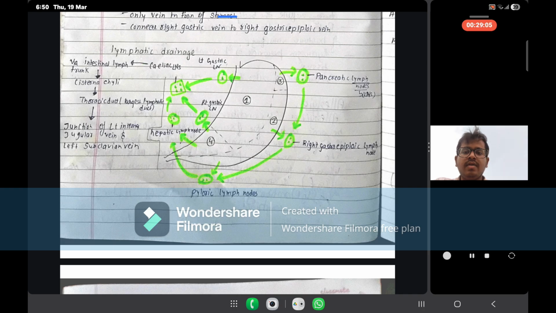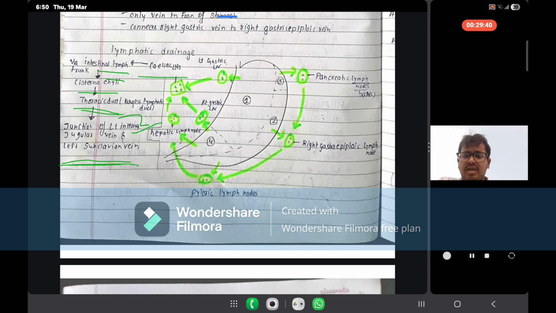Yes, this is the celiac lymph node, and the celiac lymph node drains via the intestinal lymph trunk into the cisterna chyli. Then it goes to the thoracic duct, the largest lymphatic duct. We must remember that the thoracic duct is the largest lymph duct, where it drains to the junction of the left internal jugular vein and subclavian vein.